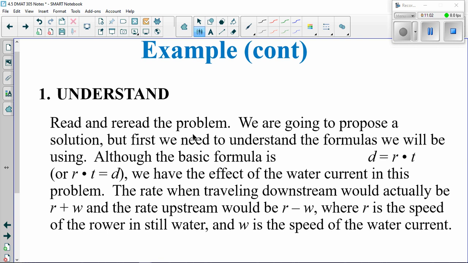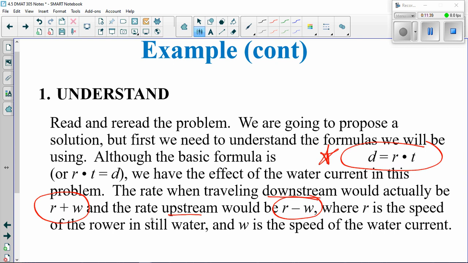All right, so this one I'm going to show you how they're working it out. The basic formula for distance is rate times time. You need to know this formula, so make sure that you know this one. So distance equals rate times time. If you are traveling downstream, that would be R plus W, and upstream is going to be R minus W, where R is the speed of the rower in still water.